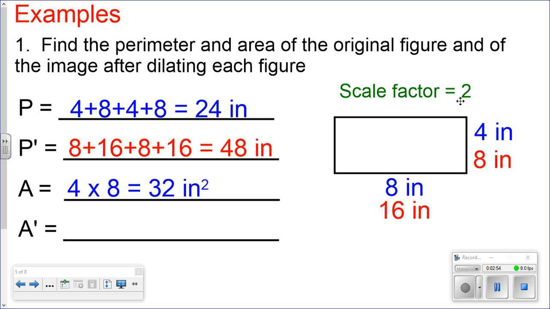So see that the inches from the original to the dilated is multiplied by 2, which is my scale factor. Perfect. The area is a little different because I multiply 8 times 16, which is 128 inches squared. So notice the difference. It went from 32 inches to 128 inches, which is actually 4 times bigger, so it's my scale factor squared. 2 squared is 4, so the area is 4 times bigger.